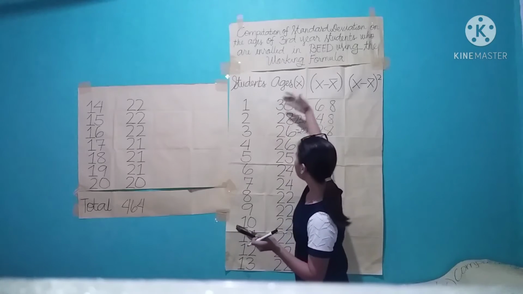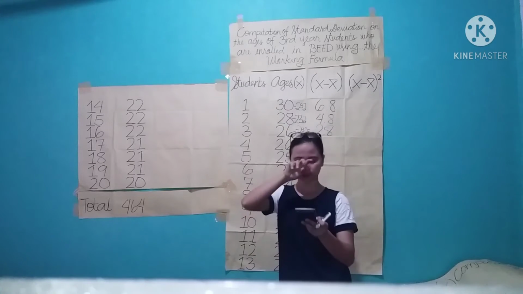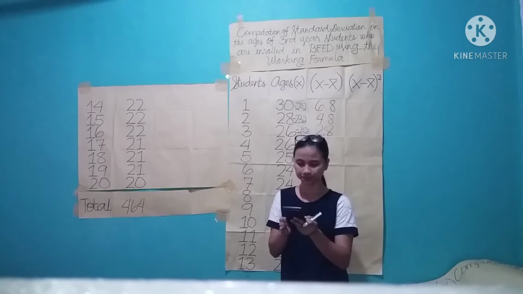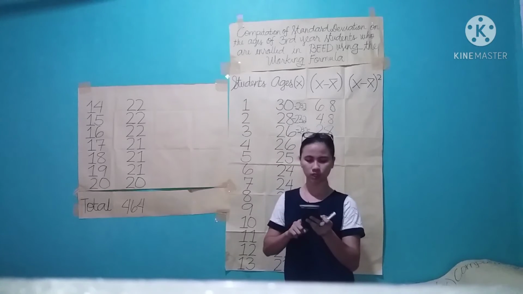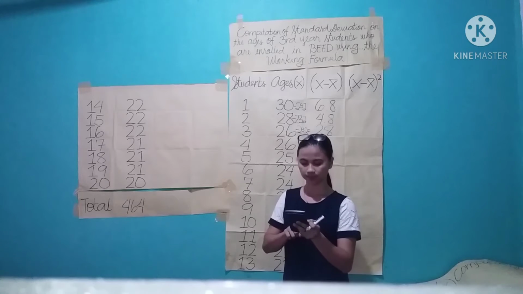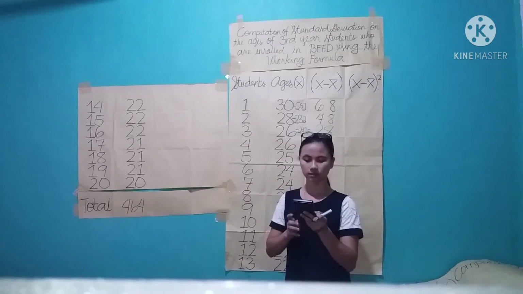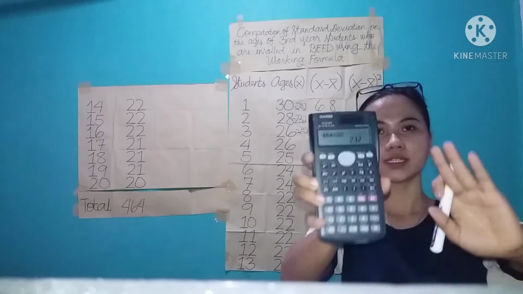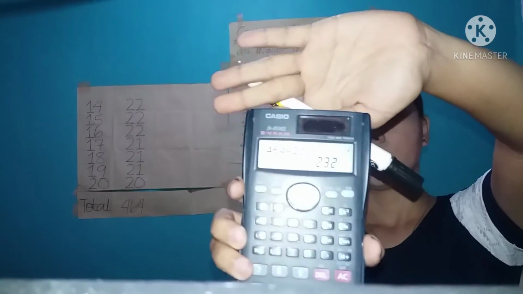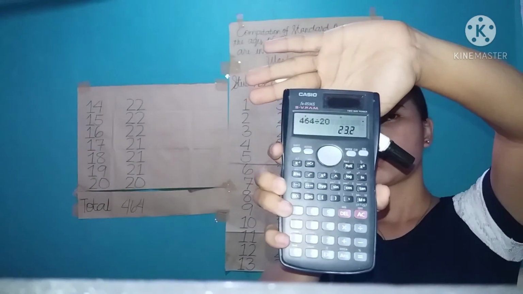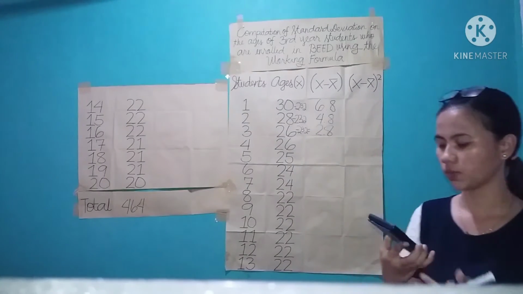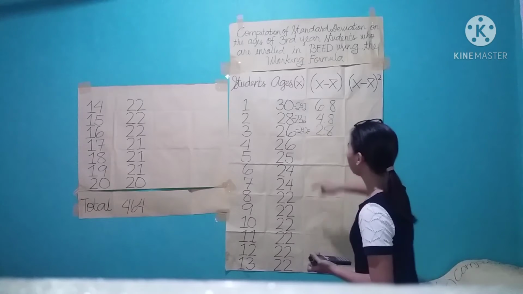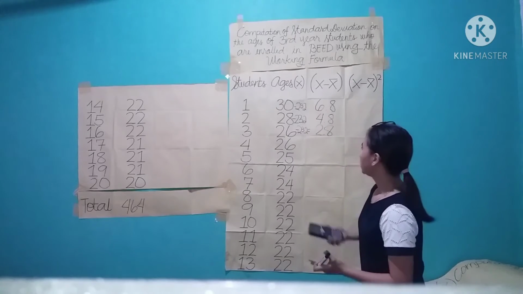464, the total of the ages, divided by the total population of the students, which is 20, equals 23.2.